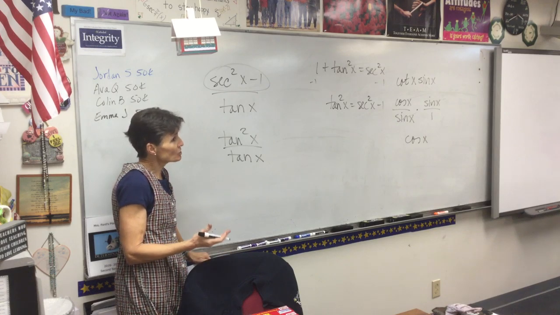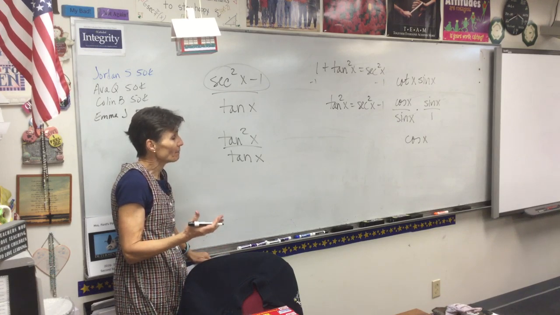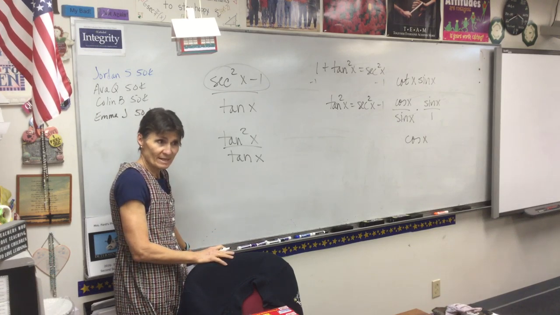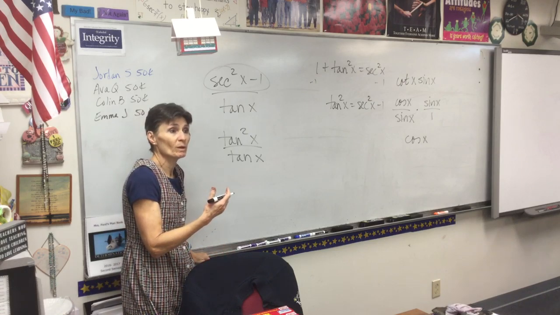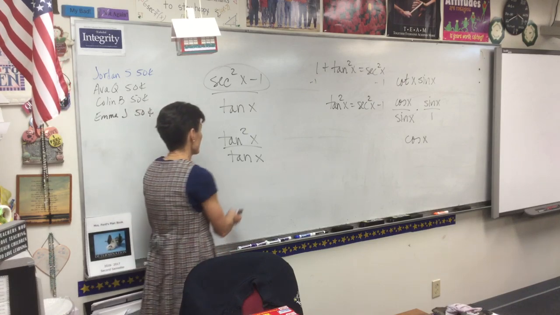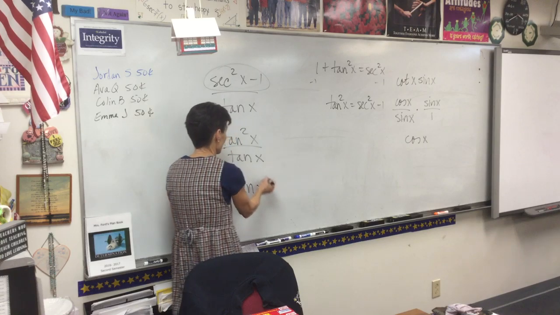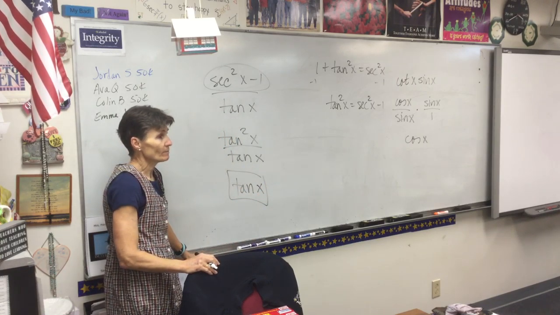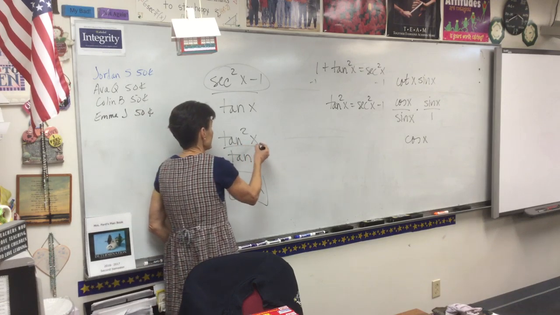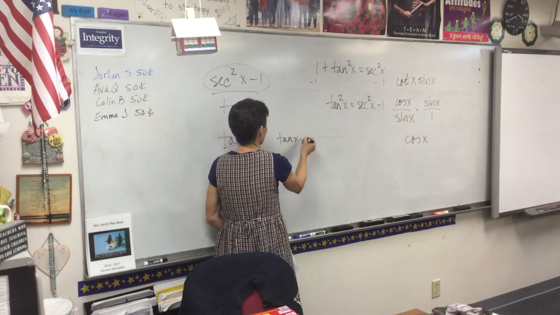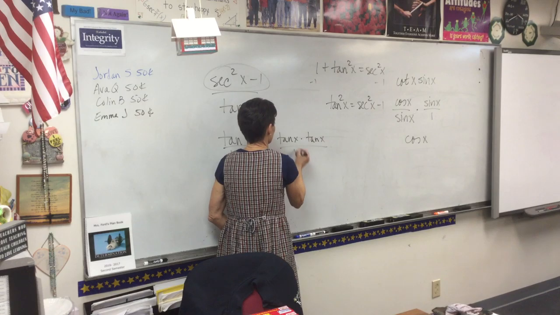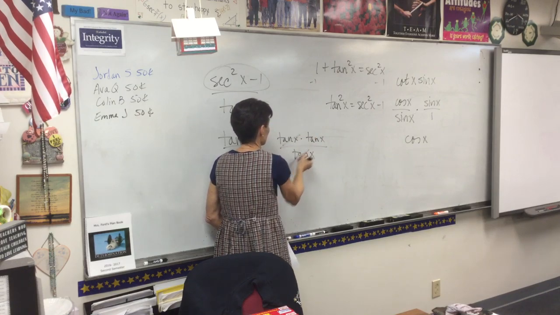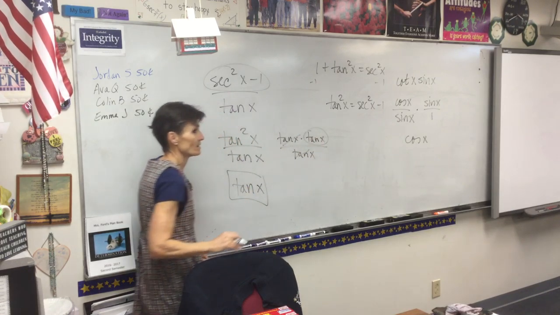We've got tangent squared over tangent. What happens? One of the tangents cancels and leaves me with 1 extra. So the answer is just tangent. Not squared. The square cancels. Tangent squared is tangent times tangent, so when you put that over tangent, you're left with just one tangent.